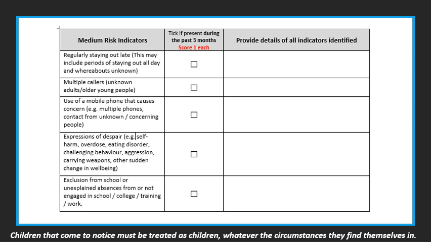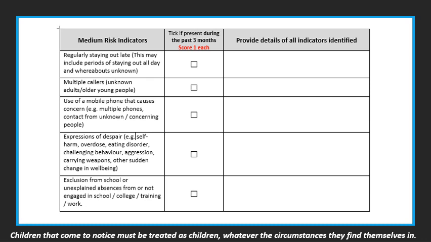Again, the CERAF guidance has areas to think about for each indicator, and it is really useful to refer to these throughout. For example, when we look at regularly staying out, we ask whether the child is demonstrating a pattern of staying out late, or if there's been a recent change, perhaps they're pushing boundaries, or is it indicative of something slightly more concerning?